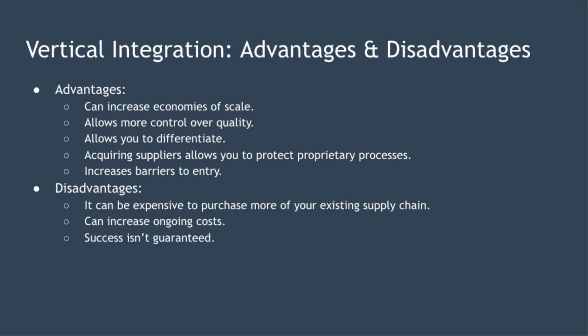In terms of disadvantages, then it can be expensive to purchase more of your existing supply chain. It can also increase your ongoing costs. So, for example, purchasing your manufacturer and having them focus on producing just for you rather than for many customers can lead to higher costs. And finally, again, success isn't guaranteed. As with all mergers and acquisitions, many things can go wrong.